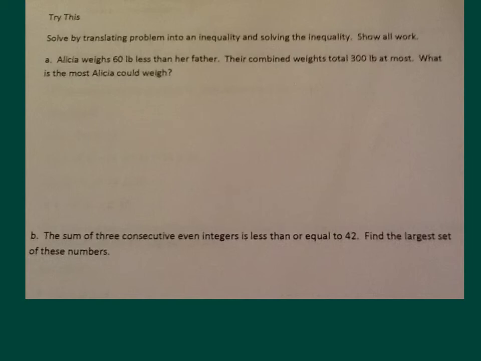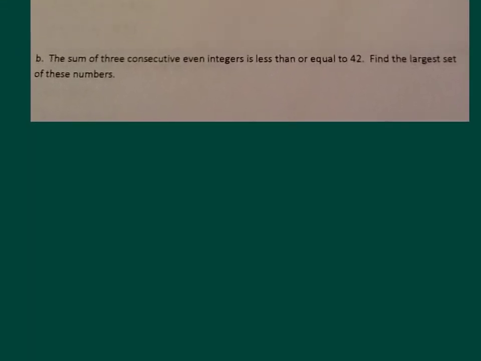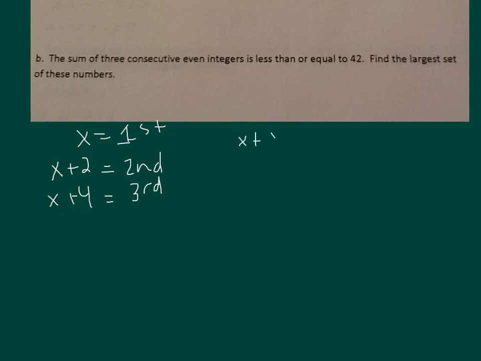Alright, now let's move the second one up a little bit. Ooh, our consecutive integer questions. Very cool. We like these. Okay, the sum, so that means adding, the sum of 3 consecutive even integers. Okay, well, let's start out like we know, right? So the first one's going to be x. Okay, the second one, because we're talking about even, we're going to do x plus 2. And the third one is going to be x plus 4, because they're even integers, is less than or equal to 42. So let's go x plus x plus 2 plus x plus 4 is less than or equal to 42.